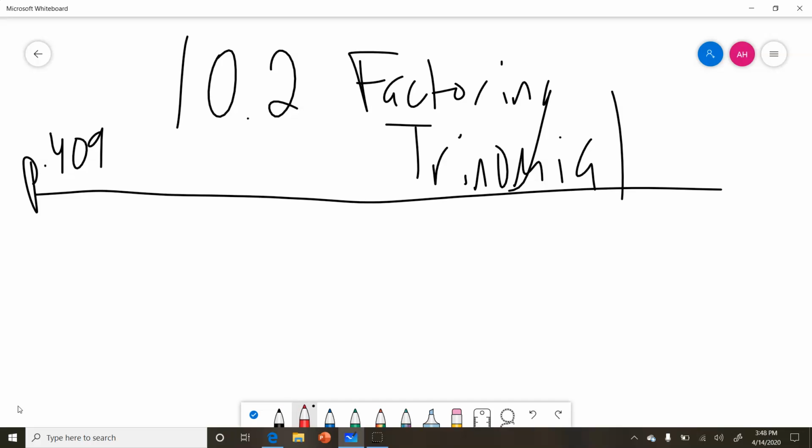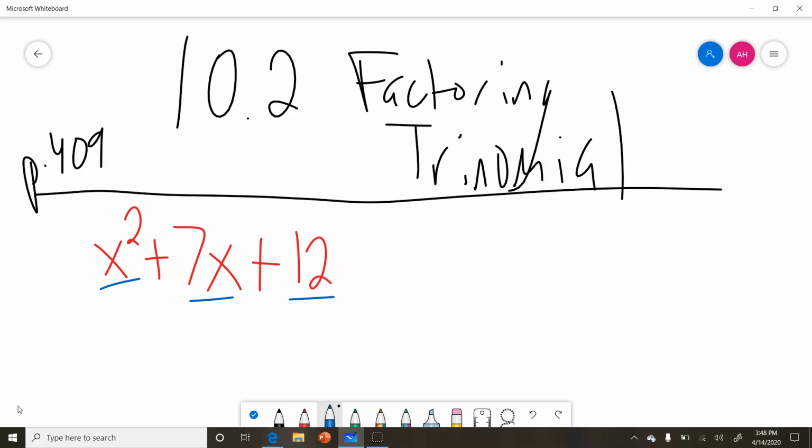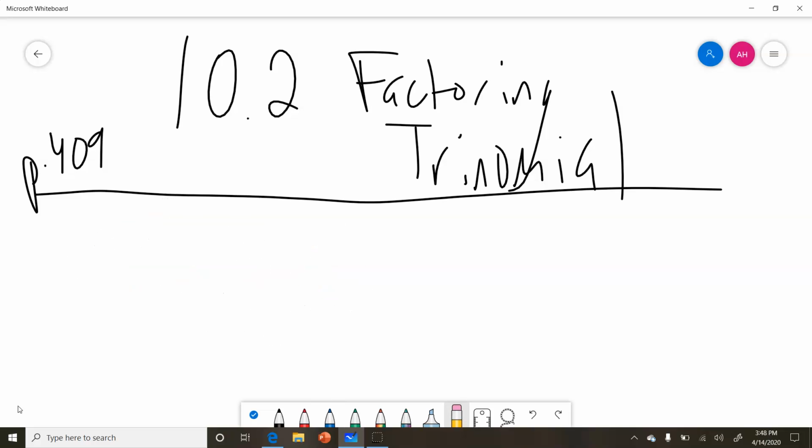That'll be really helpful. So trinomials are going to look like this: x squared plus 7x plus 12. Something like that, right? It has three terms, so there's our tri. 1, 2, 3. So we're going to be factoring something like that. You don't have to write that down because we're going to go over it. So here we go.